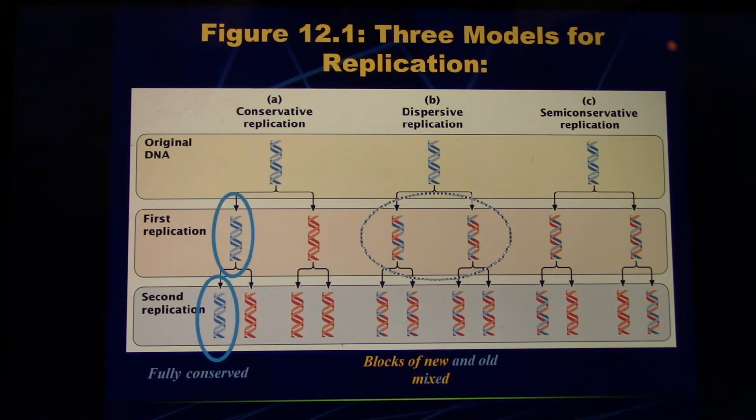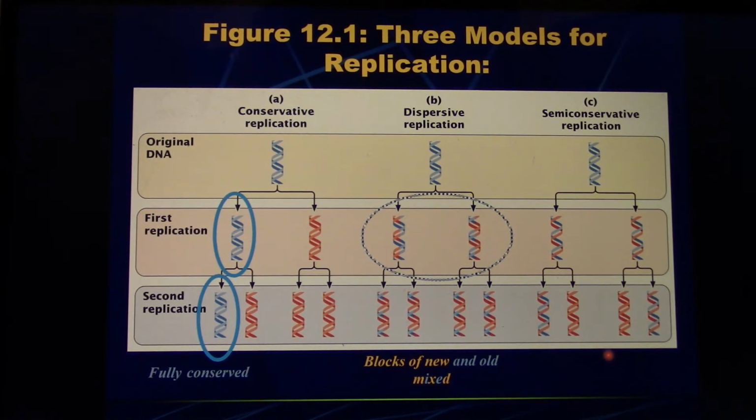In semi-conservative replication, the old DNA double strand is separated, as Watson and Crick suggested, by breaking those hydrogen bonds and having one old DNA strand as a template for making new DNA. And so in the first round of replication, you have a mix of old and new, and in the second round of replication, you've got some that are mixed old and new, and some that are 100% new.